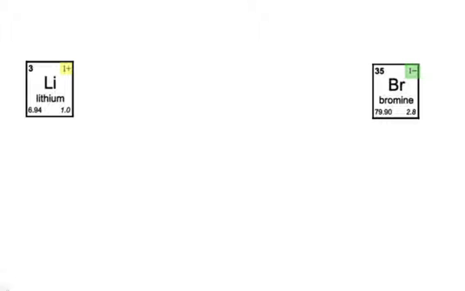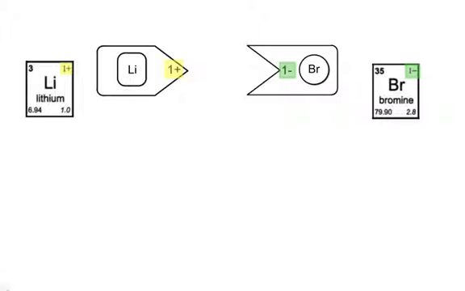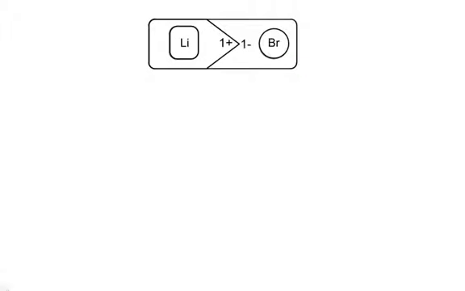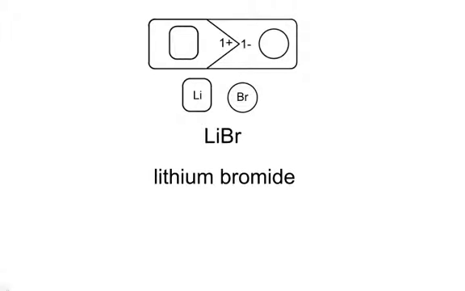Lithium has a charge of +1, bromine a charge of -1, or that is to say, these are the common ions that they will form. Bringing those together, we have complementary charges, a +1 and a -1. So the bonding of this would result in a 1-to-1 ratio. This would give us the chemical formula LiBr. We would call this lithium bromide.